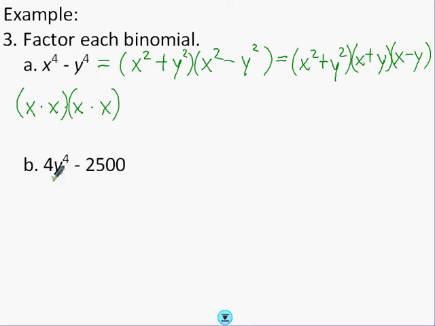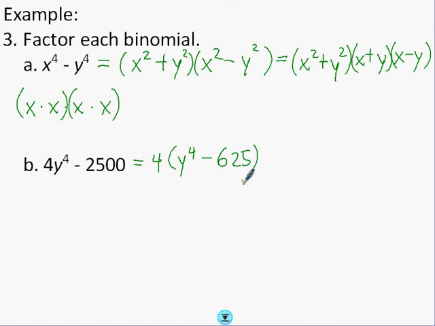Okay, let's go to another ugly one. 4y to the fourth is a perfect square. So is 2500. But I don't expect you to know that off the top of your head. We can make this look easier if I factor out a GCF. If I pull out 4, that's going to leave me with y to the fourth minus 625.